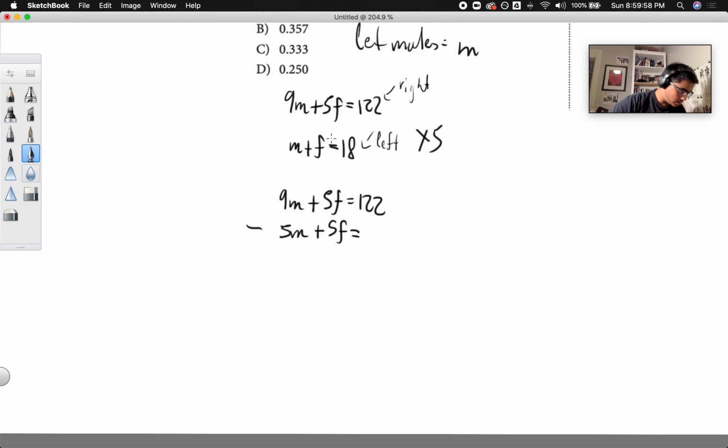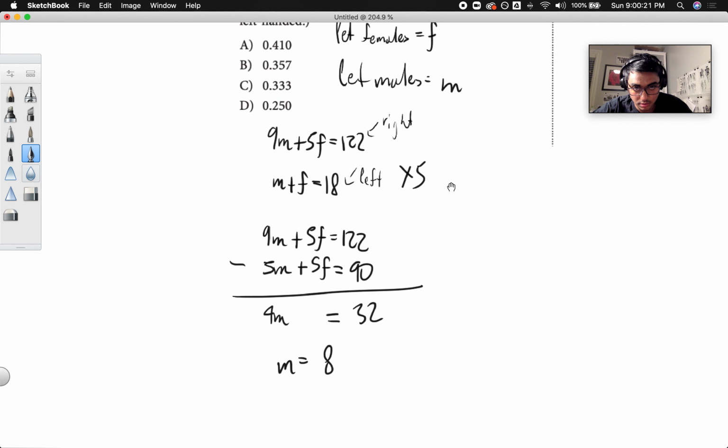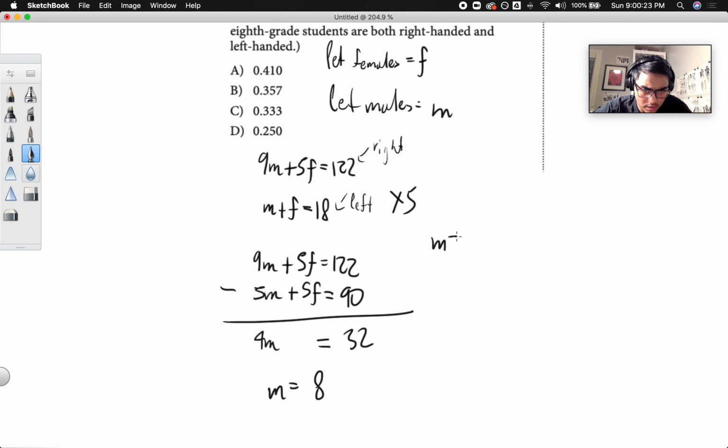Let me just double check. 90. So let's subtract. 9m minus 5m is equal to 4m. 5f minus 5f is equal to 0. So 122 minus 90 is equal to 32. So that means we're just left with 4m is equal to 32. So m is equal to 32 divided by 4, which is 8. So if m is 8, plug it into this equation, that means f is 10.